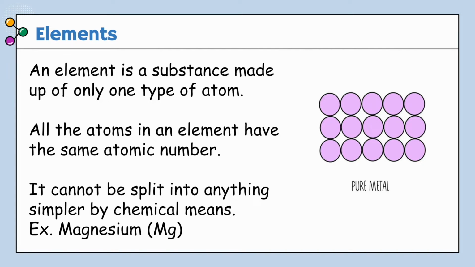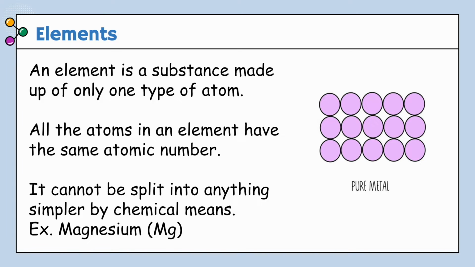And saying that all the atoms in the element have the same atomic number is a better way of explaining what an element is, because elements have isotopes, which are atoms with a different number of neutrons and the same number of protons. So when you say that an element is made up of only one type of atom, there are different isotopes of that. It cannot be split into anything simpler by chemical means, since this is the simplest form of a substance. For example, magnesium metal has only magnesium atoms in it.